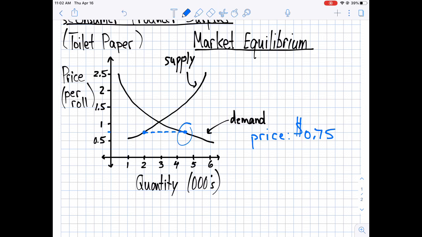That's a very good price. So we would end up with the demand being 4,500 rolls. Fine. What would be the supply though? Okay, if we look over here on the supply curve, at 75 cents, the supply would only be 2,000 rolls.